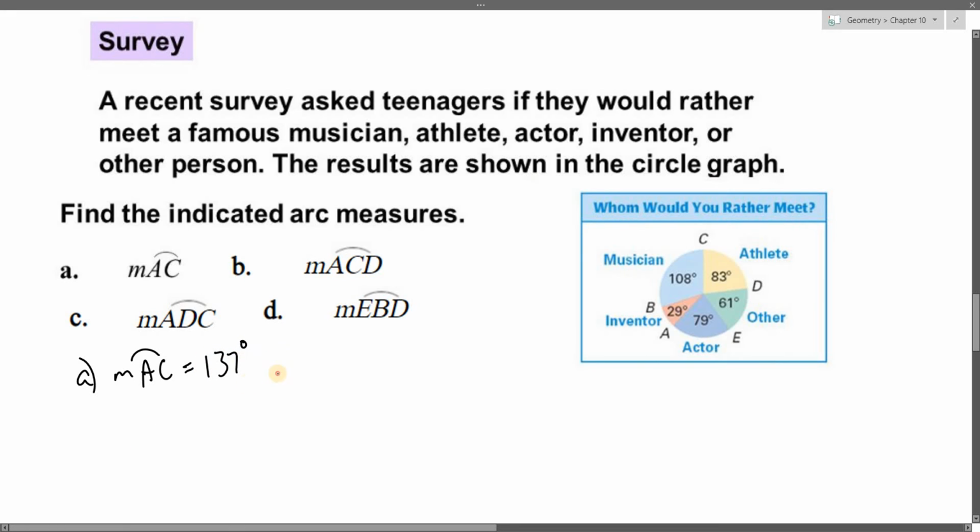All right, let's look at B. Letter B says find the measure of ACD, or arc ACD. So ACD is all the way from A all the way to D. And so you're going to take the sum of 29, 108, 83, and you're going to add all three of those together. Once you do that, you will get a final answer of 220 degrees.